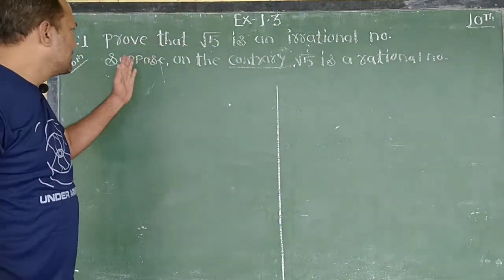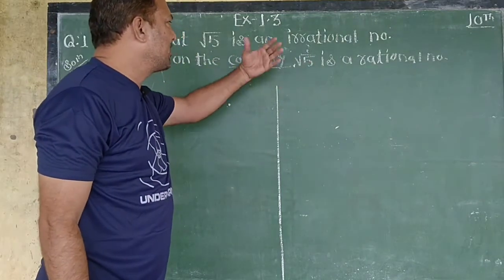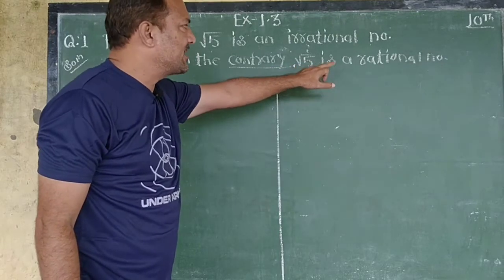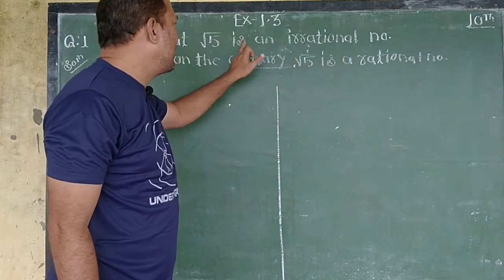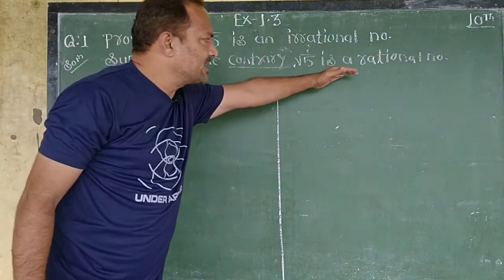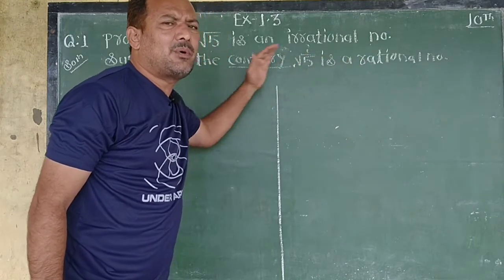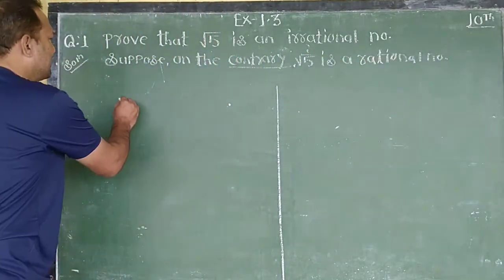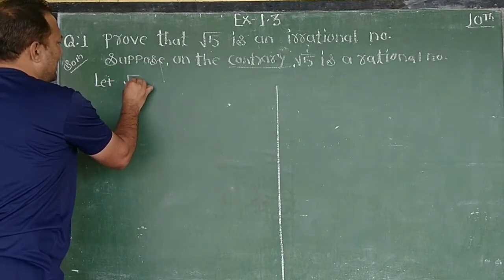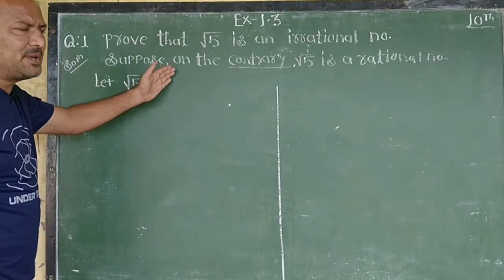Means we suppose here that root 5 is rational. We have to prove that root 5 is an irrational number. If it is a rational number, then we can represent it in the form of p by q. Let root 5 be equal to p by q.